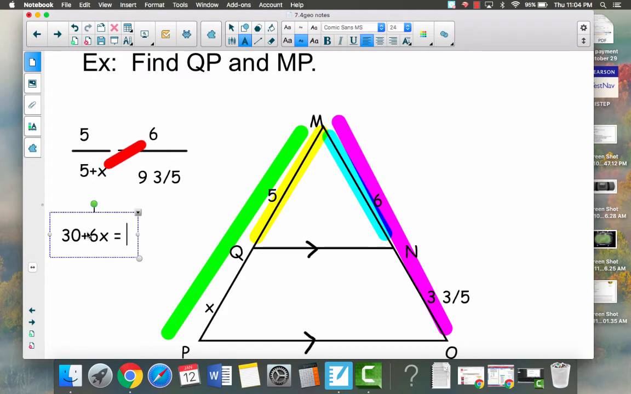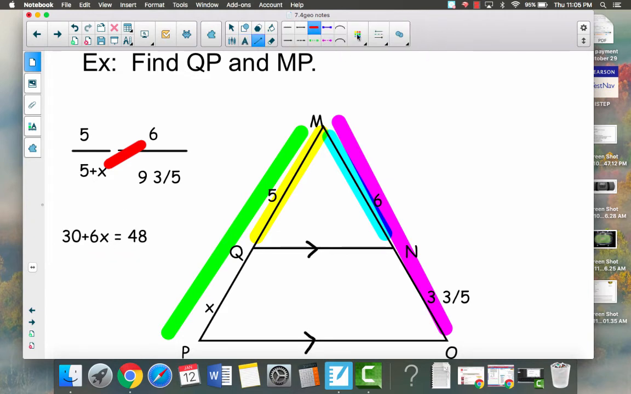All you have to do is take 9 times 5, which is 45, plus 3. So you get 48 over 5. That's the 9 3/5 times 5. And that's going to get you 48. Okay, and now we have an equation that is solvable. So that 48 came from these two right here.